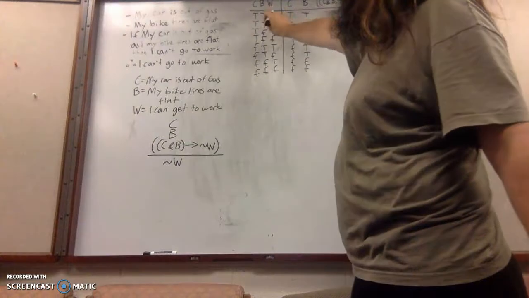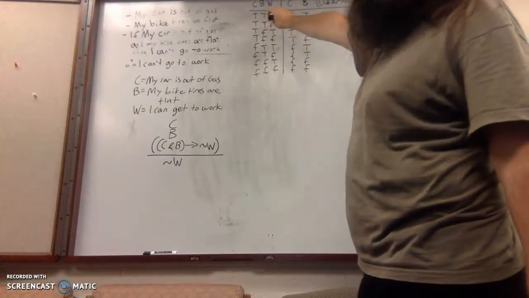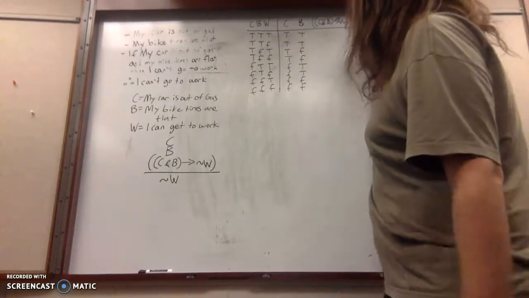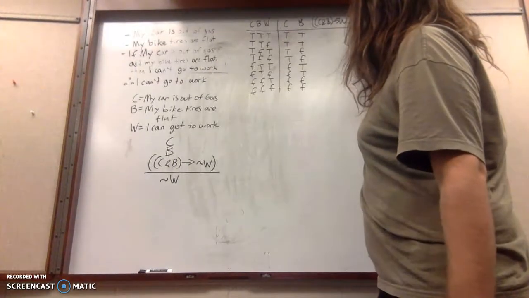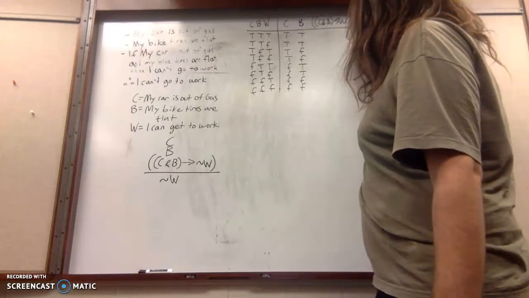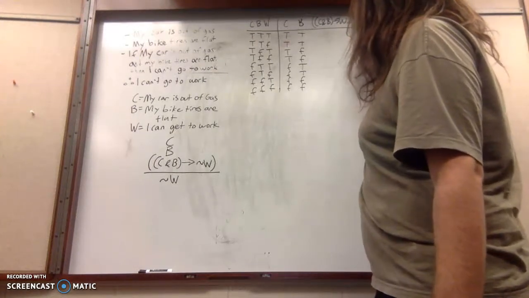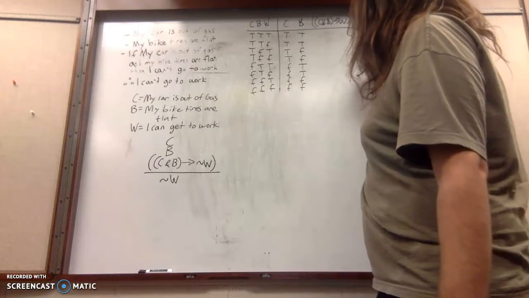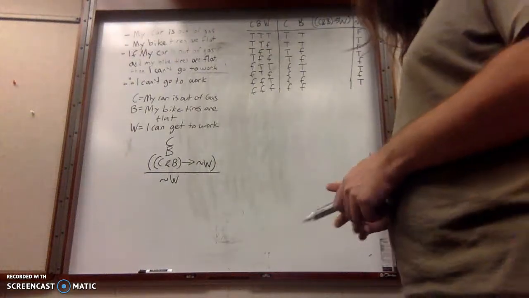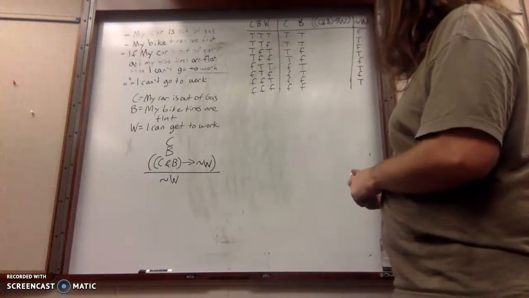Not W. The negation of W is just going to be the reverse of whatever we have for W here. So you have false, true, false, true, false, true, false, true. And now we have this row filled for the conclusion.